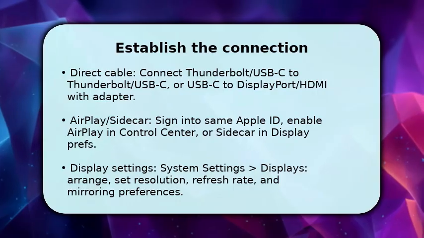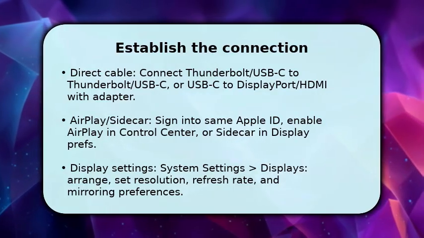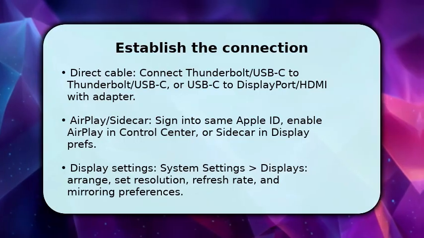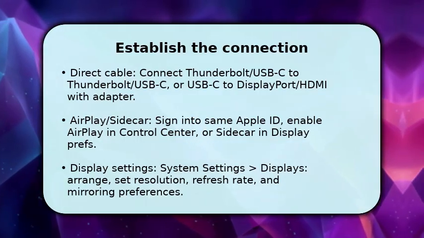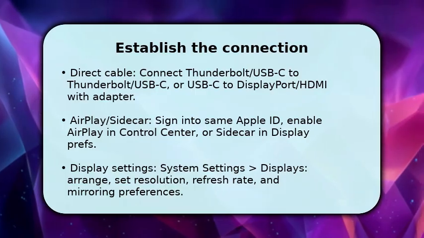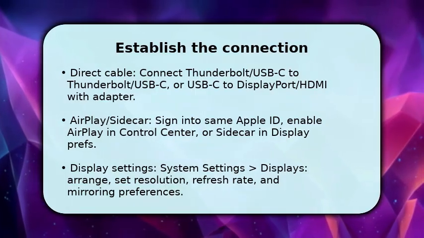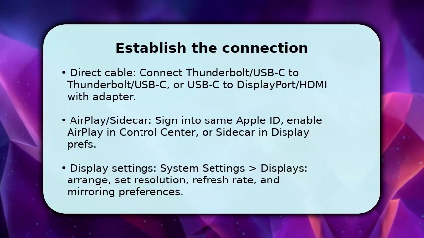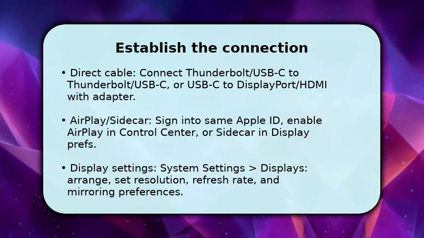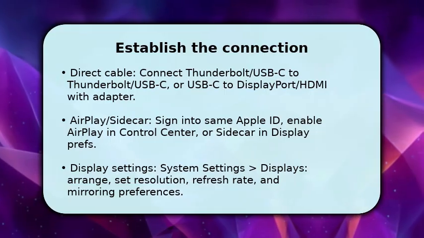If using a cable, plug in and wake the secondary Mac, choose displays in System Settings and identify which screen is primary versus extended. If using AirPlay or Sidecar, open Control Center, select Screen Mirroring or Sidecar, then pick the target Mac. You may need to enter a verification code.